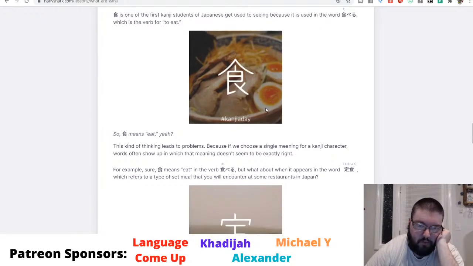This kind of thinking leads to problems, because if we chose a single meaning for the kanji character, words often show up in which that meaning doesn't seem to be exactly right.